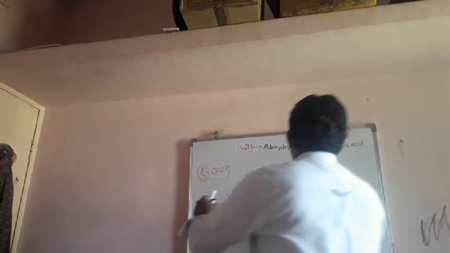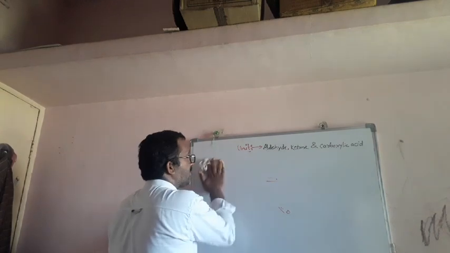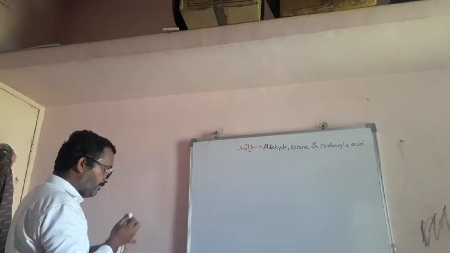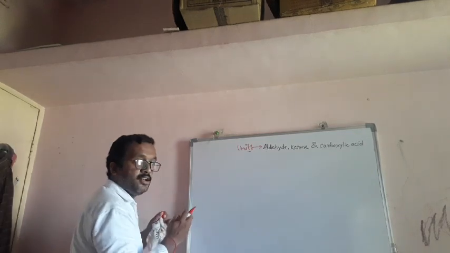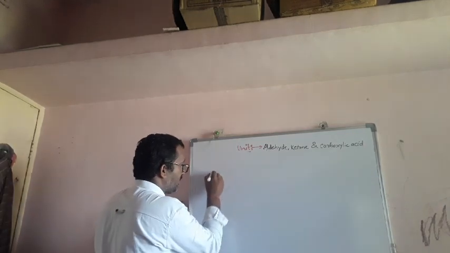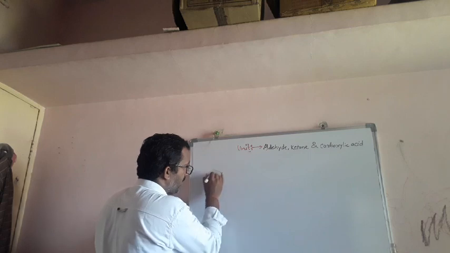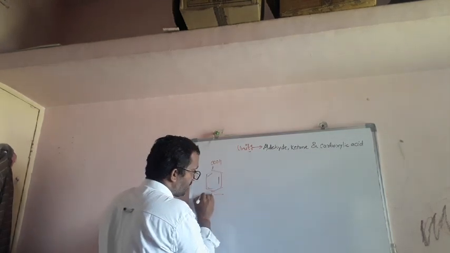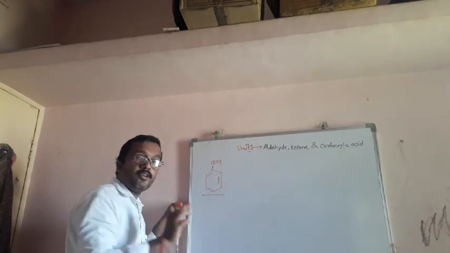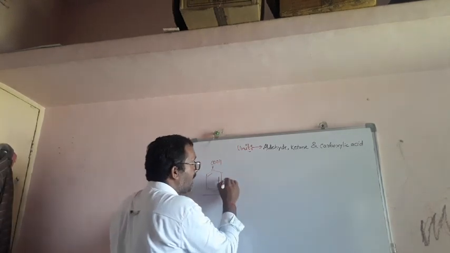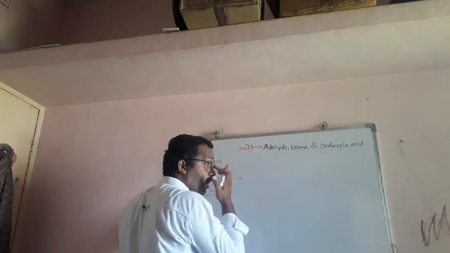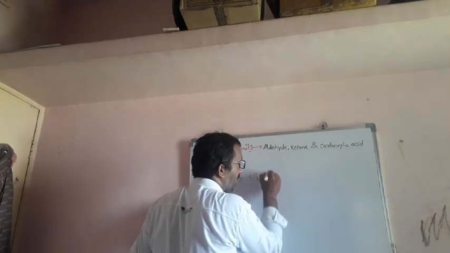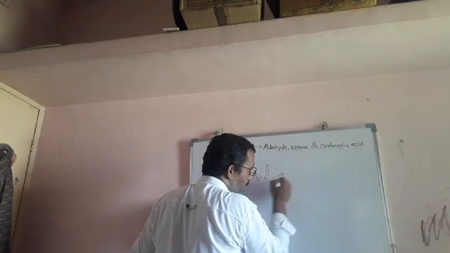Next, acidity of aromatic carboxylic acid. The simplest form of the aromatic carboxylic acid is benzoic acid, C6H5COOH. This is the simplest aromatic carboxylic acid, and this benzoic acid is stronger than acetic acid, that is CH3 C double bond O OH.